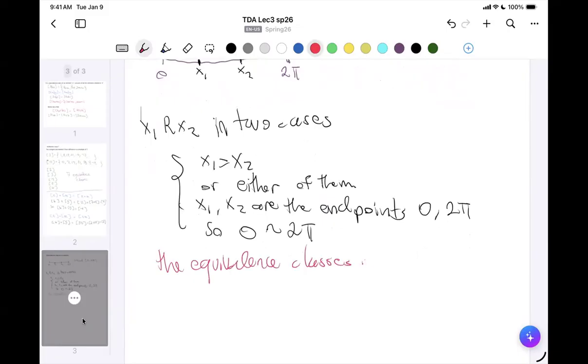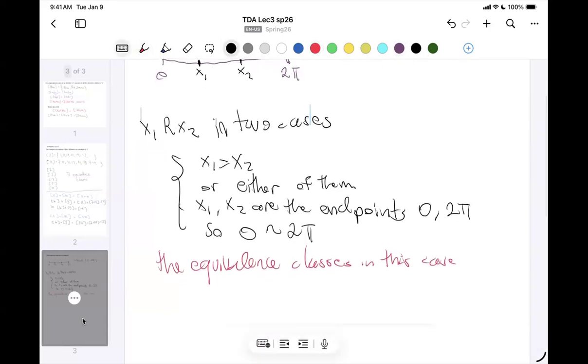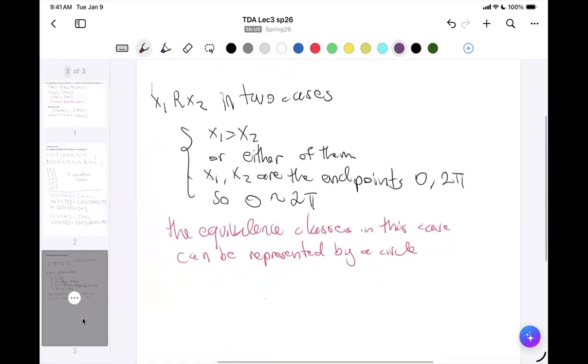The equivalence classes in this case can be represented by a circle, and that actually is fun. So it's kind of like taking the interval, putting some glue at the endpoints, and sticking these two points together. So this point represents simultaneously 0 and 2 pi.